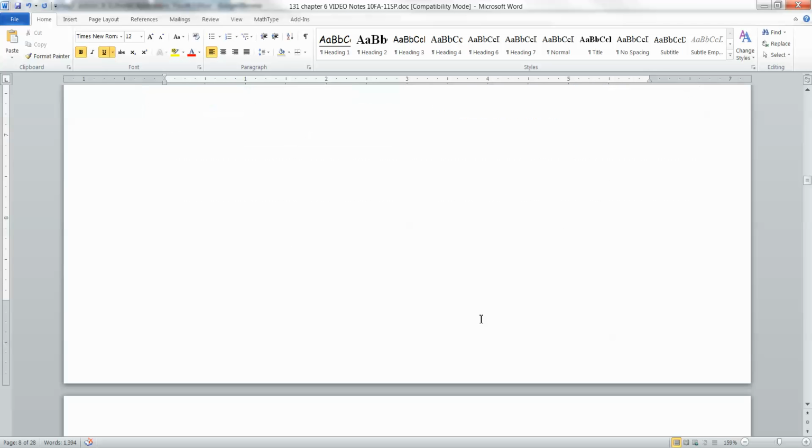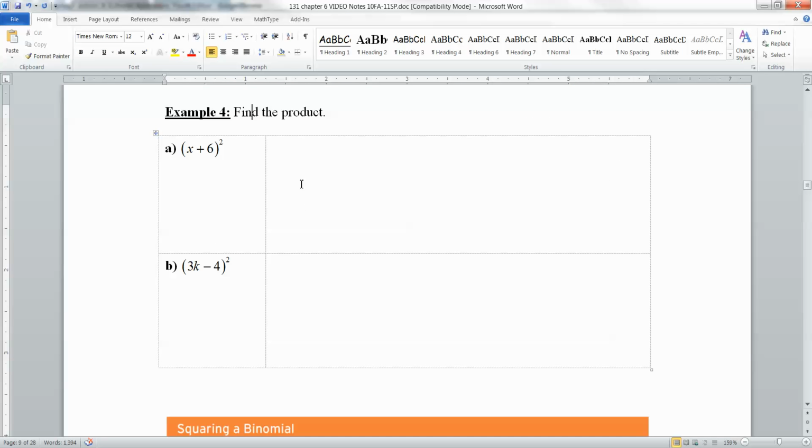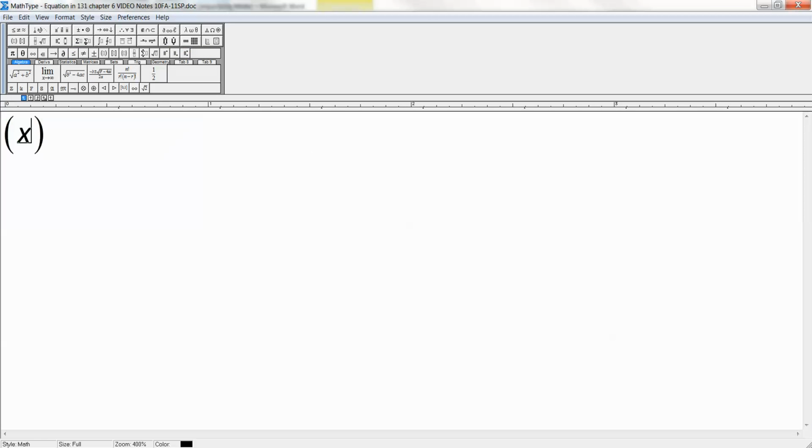All right, so let's move on to try to get this done in the next few minutes, which is finding the product here. So we have x plus 6 squared and 3k minus 4 squared. Let me tell you what students always want to do. They always want to do this. Oopsie, sorry. And they want to go, oh, that's x squared plus 36. No, no, no. This is totally wrong. Don't do that.